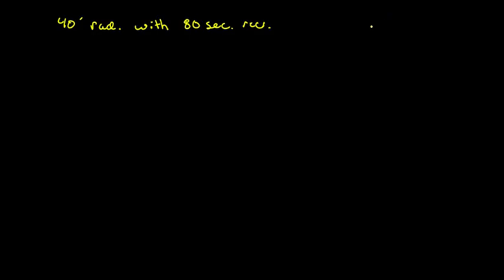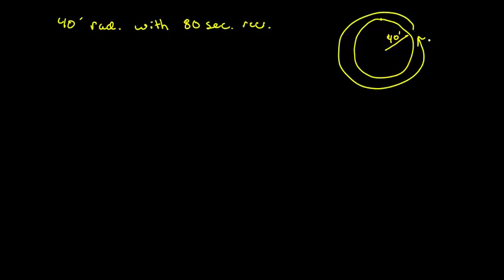Let's go ahead and just draw a picture of what this looks like. So we've got our wheel. We have our radius of 40 feet. And one revolution around takes 80 seconds. Okay, the first question asks, what's the angular velocity in degrees per second? So how many degrees does it travel through every second?